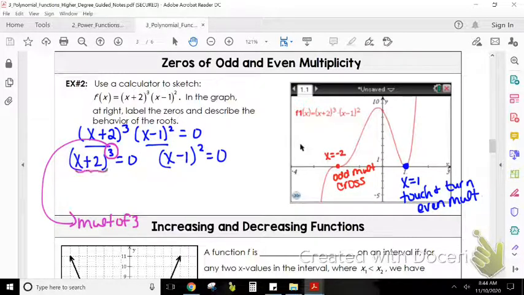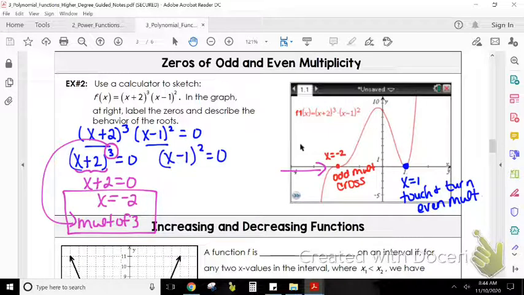And then we take the base part and bring it out and solve it. And so we know that we have a 0 at x equals -2 that has a multiplicity of 3. And look, that was that one right there. It was at -2 like we said, and we're talking about how it appeared to be cubic. So it has multiplicity of 3, but it's odd, so it crosses.